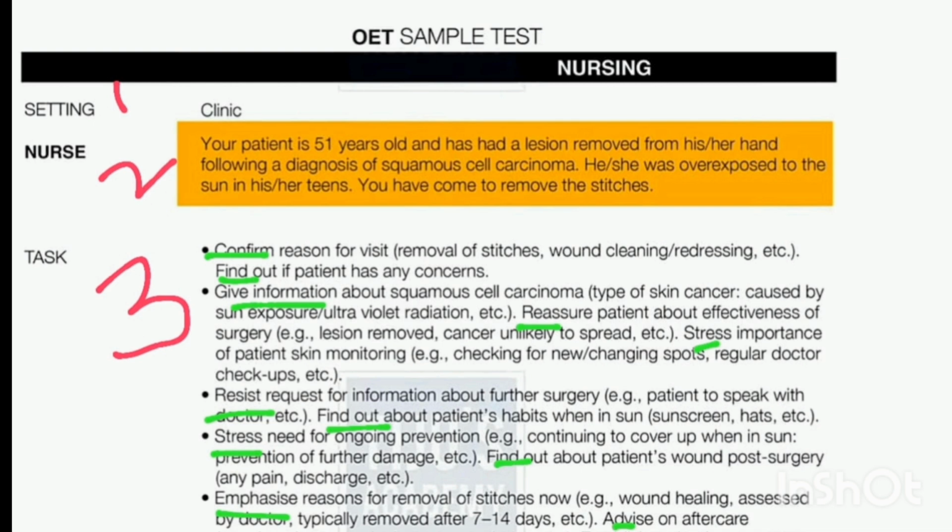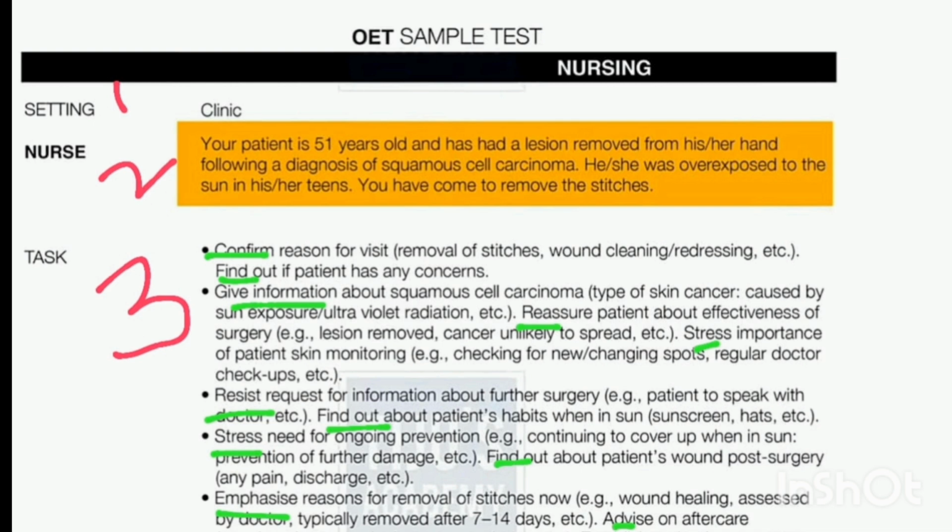It is very imperative for you to check your skin for any new or changing spot, as well as regular checkups are very important in your case. So is that clear to you? Okay, so we can ask like this.